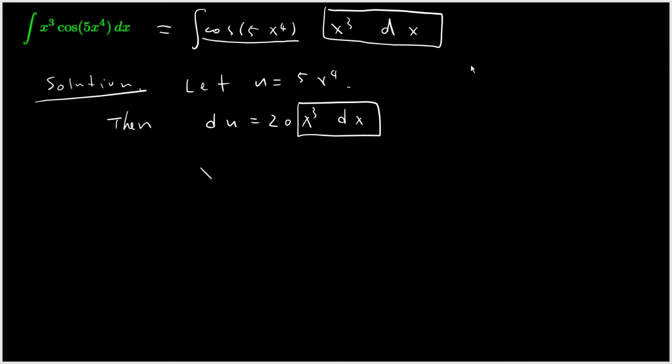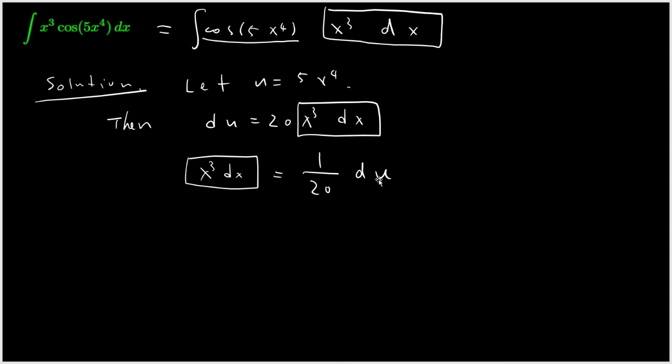So we have x cubed times dx, the whole thing in the box, right? It is equal to, you divide both sides of the equation by 20, I think you have 1 over 20 times du. You see the whole thing in the box now is written as a number times du.